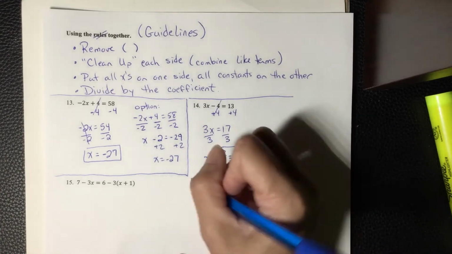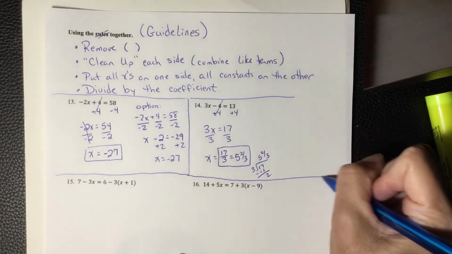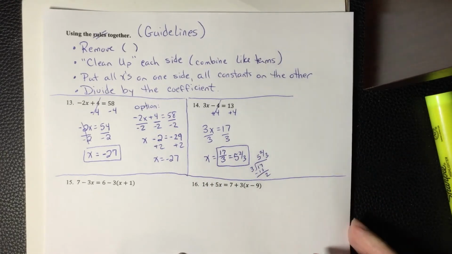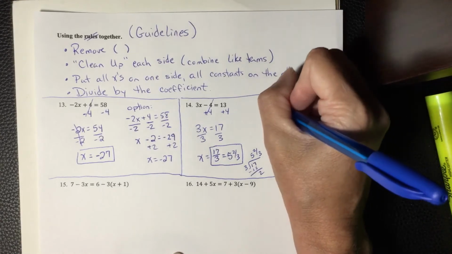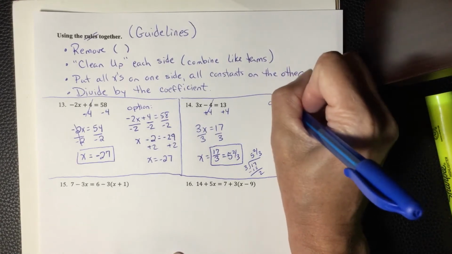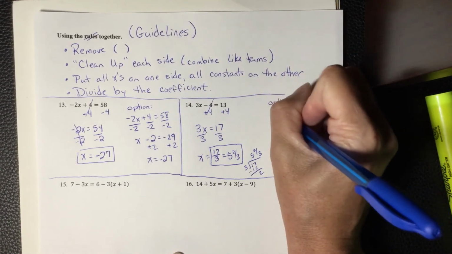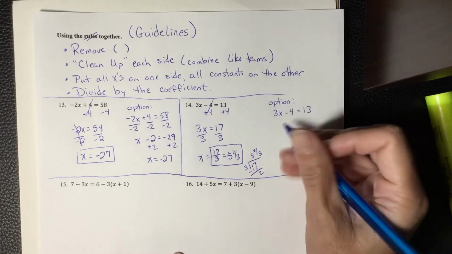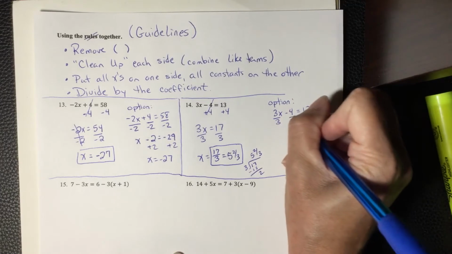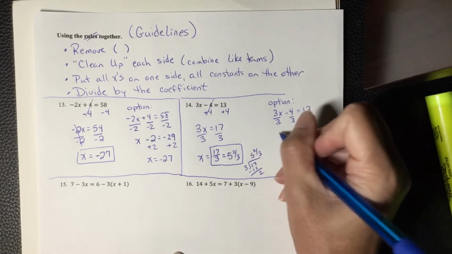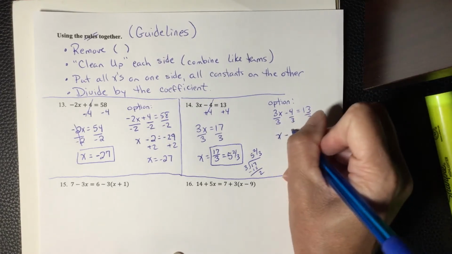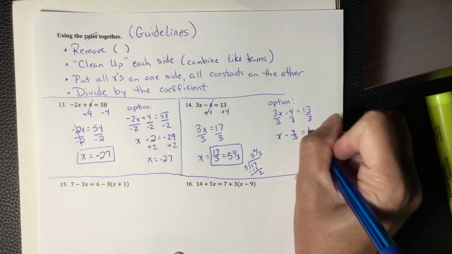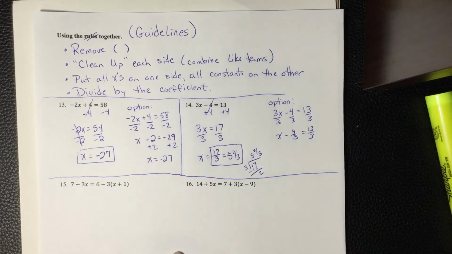All right, so on the first one I showed you another way to do the problem. So let's look at this. This is an option, maybe not a good option, but it's an option. So let's say I started with division. I want to get rid of that 3, so I'm going to divide by 3 all the way across. And I get x minus 4/3 equals 13/3.